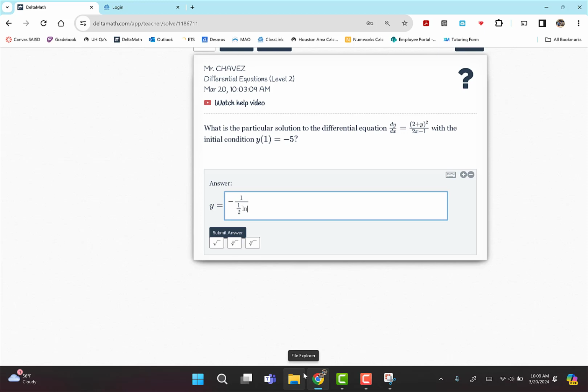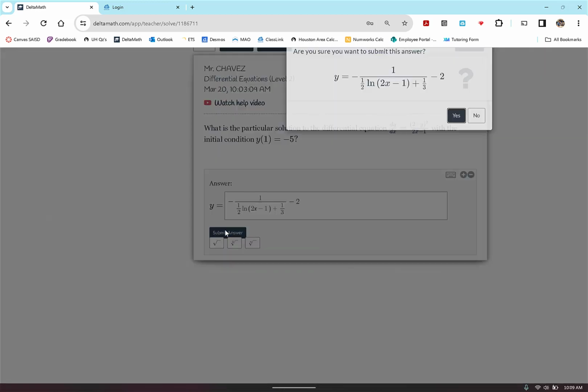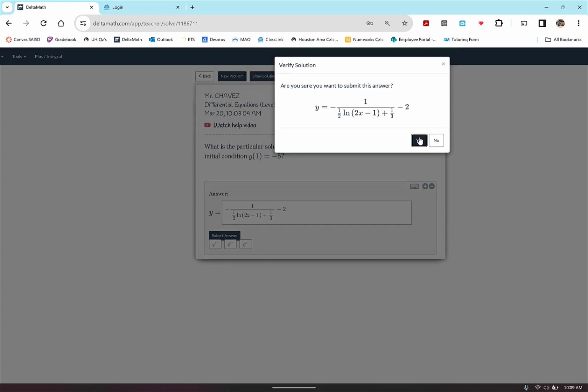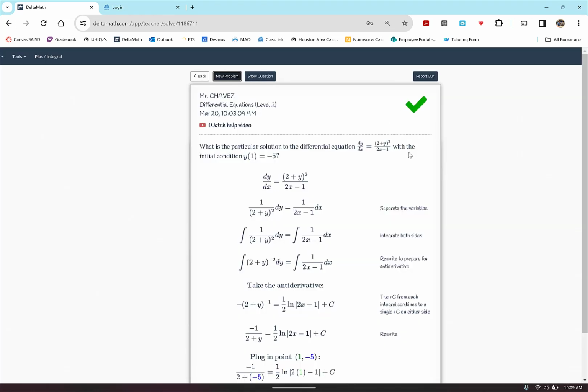ln parentheses 2x minus 1 close, plus 1/3, plus 1/3 minus 2 on the outside, minus 2. All right, I think we got everything correct. Submit answer. Let's see. Here's the moment of truth, and we got it.